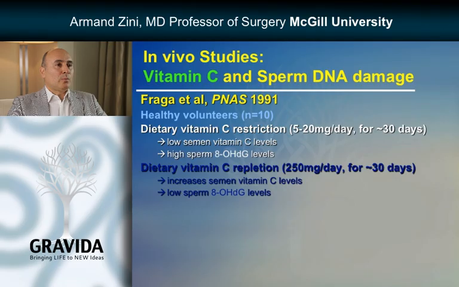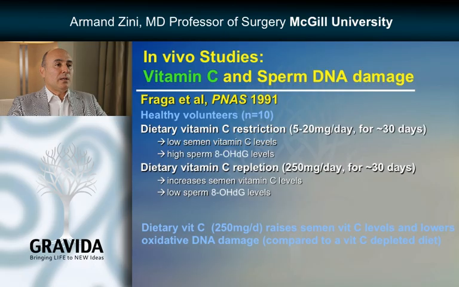Now, perhaps the most relevant study in this respect was published about 20 or more years ago, showing that if you take healthy volunteers, put them on a dietary vitamin C restricted diet, you will have very low levels of semen vitamin C, and you will have high levels of sperm DNA damage. If you then take these men and increase their dietary supplements with vitamin C, you will increase levels of vitamin C, and you will have lower levels of DNA damage. So suggesting that in men with a low vitamin C diet, raising levels of vitamin C in the diet and in semen will reduce oxidative injury. So perhaps one of the most compelling evidence of the role of oxidative stress and the benefit of vitamins.